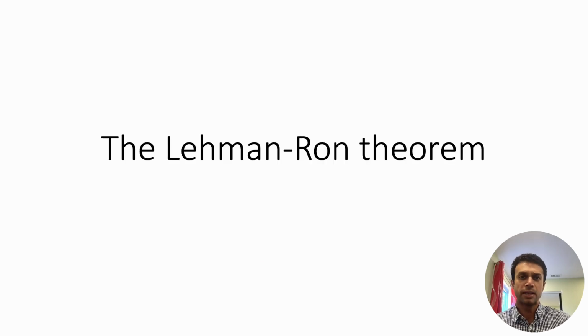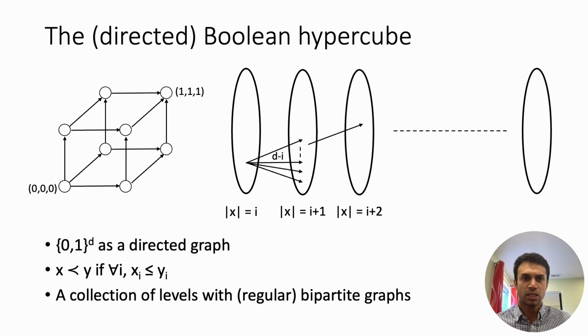So let me begin by telling you what the Lehman-Ron theorem is. So let's consider the directed Boolean hypercube. So this is the graph or the structure where all the elements can be thought of as n bit strings or d bit strings. So I should say d is the dimension. Or you can also think of each element as a subset of a universe of d elements.